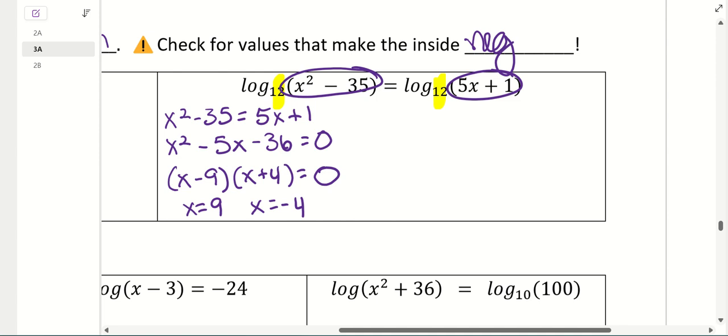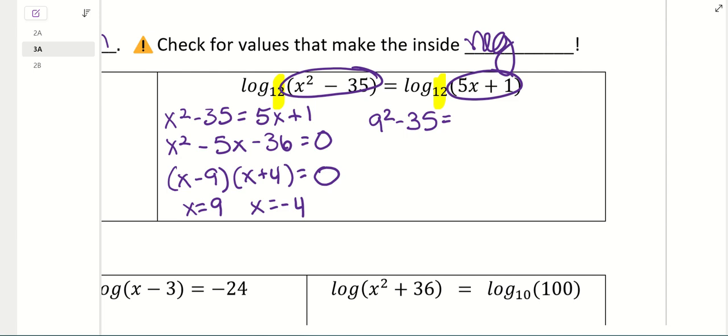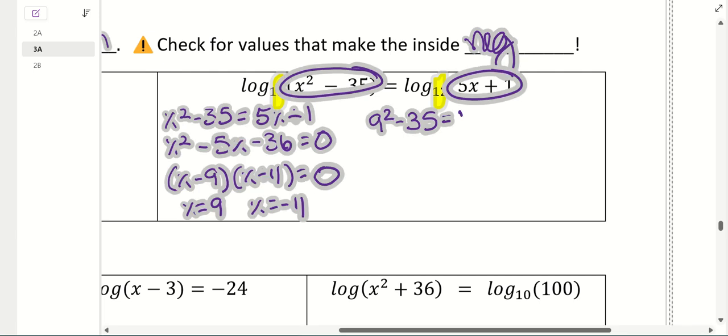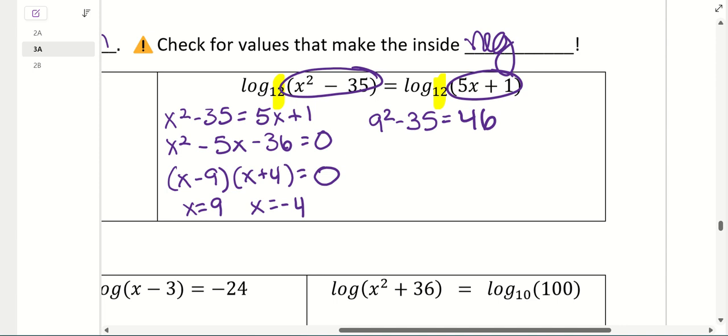Let's start by putting in 9. We'll do 9 squared minus 35. And that's 81 minus 35, which is 46. And then 5 times 9 plus 1, that's 45 plus 1, that's 46. So we know that 9 is an answer that works.